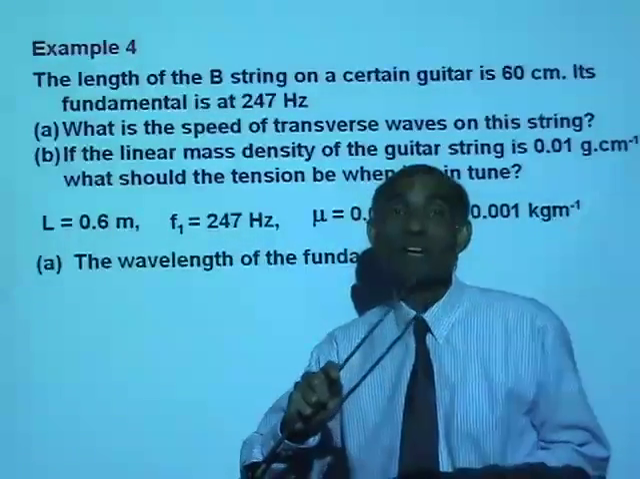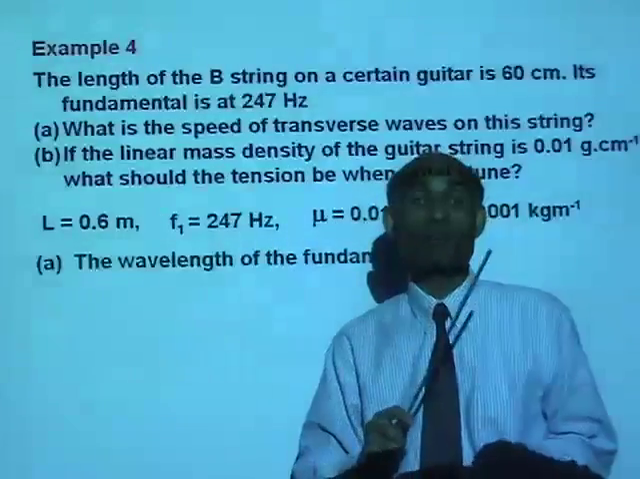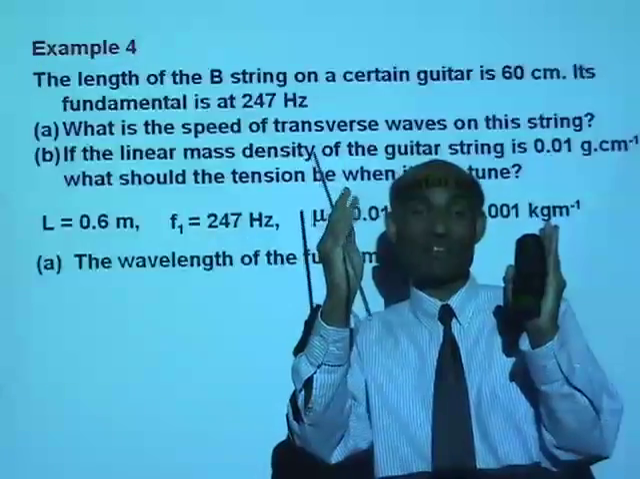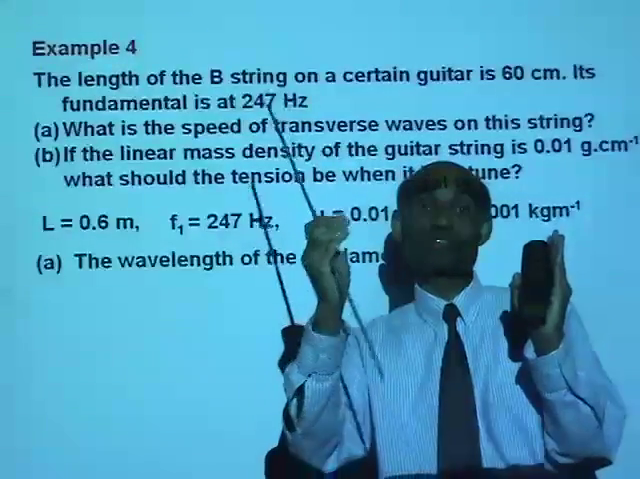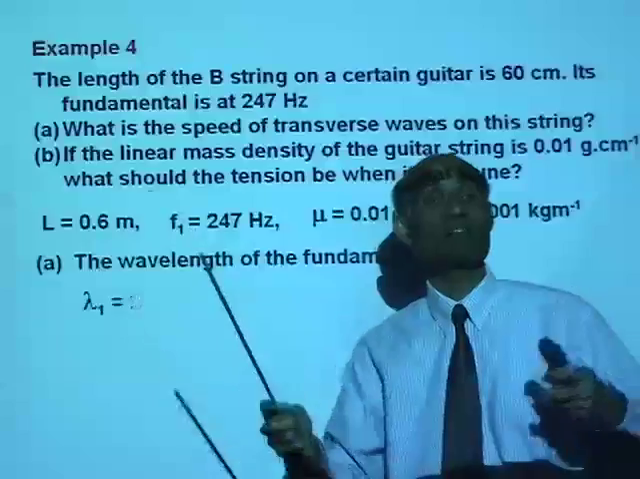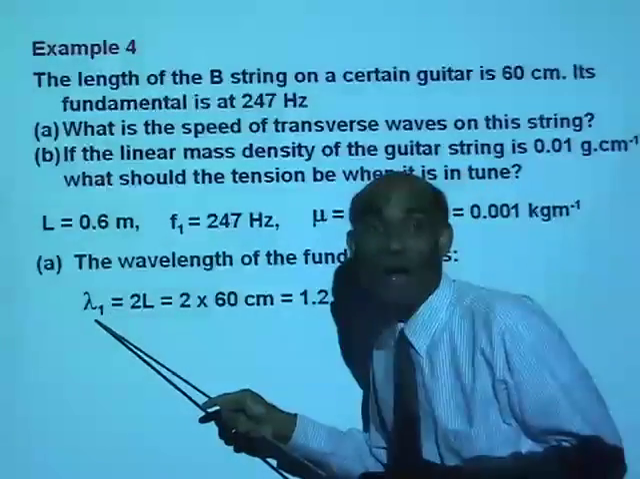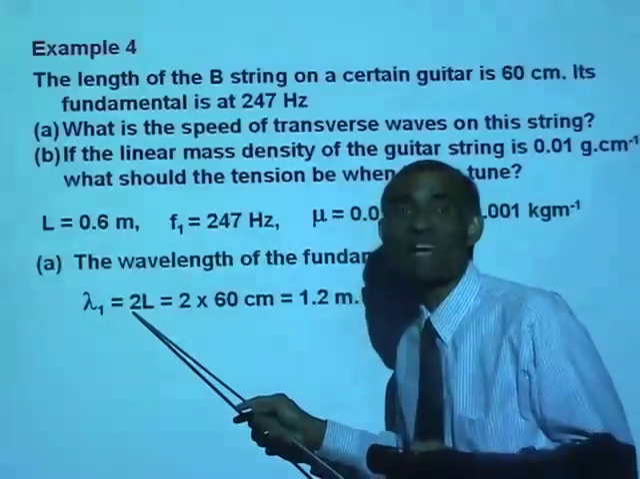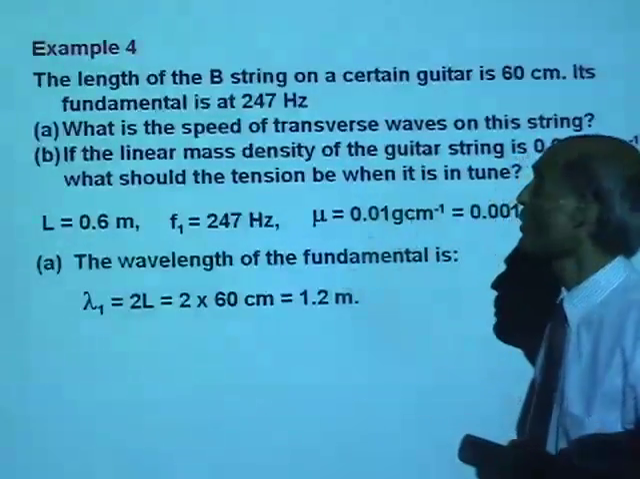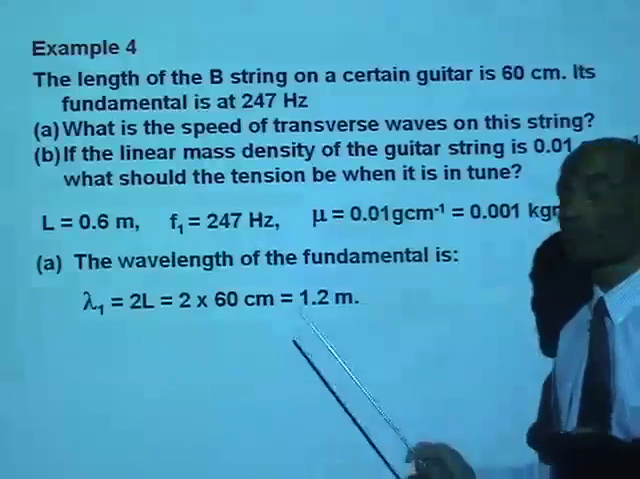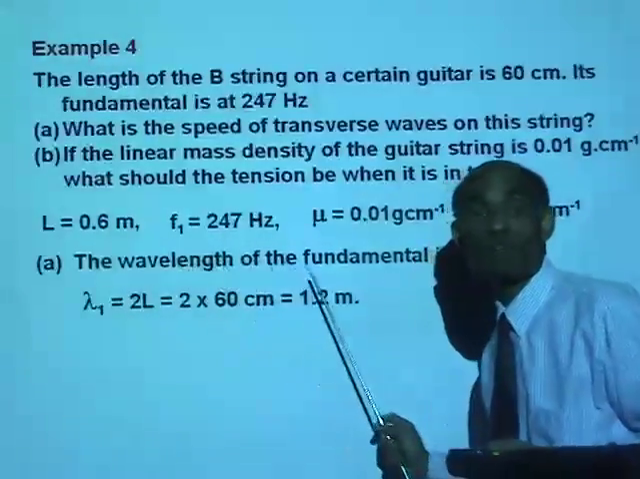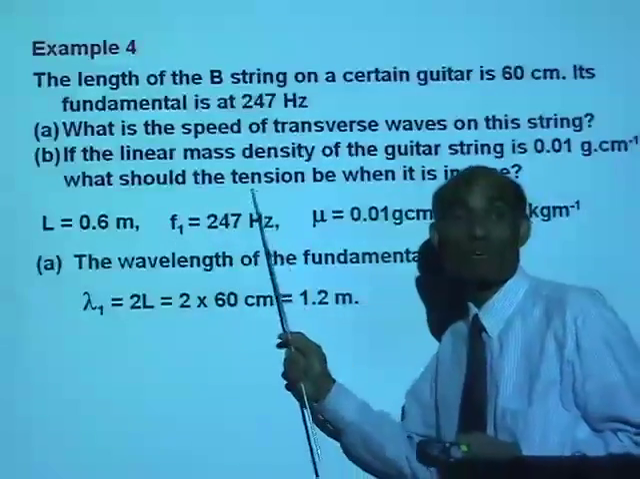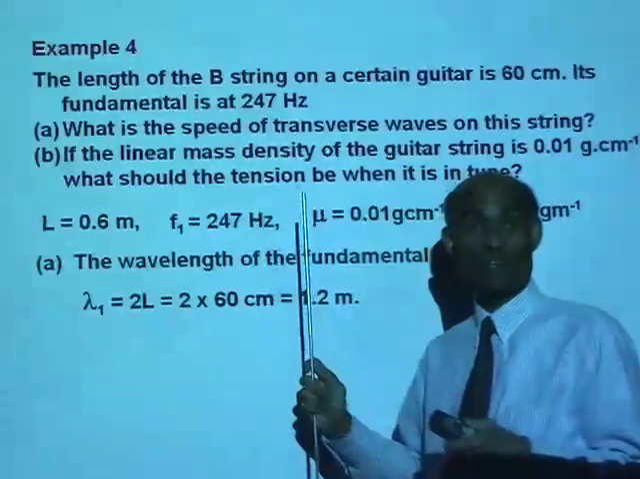You know that when a string vibrates in its fundamental mode, there are two nodes at the two fixed ends. The distance between two successive nodes is half a wavelength. So lambda 1, the wavelength of the fundamental, is 2 times the length of the wire, which is therefore 1.2 meter. The wavelength of the fundamental is 1.2 meter. The frequency of the fundamental is 247 Hertz.